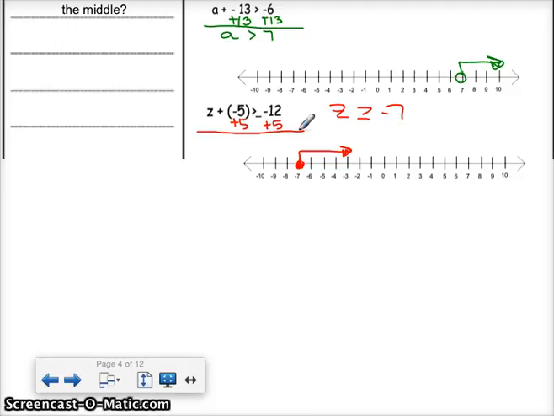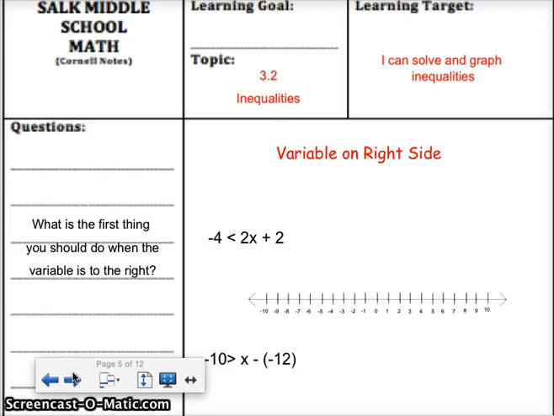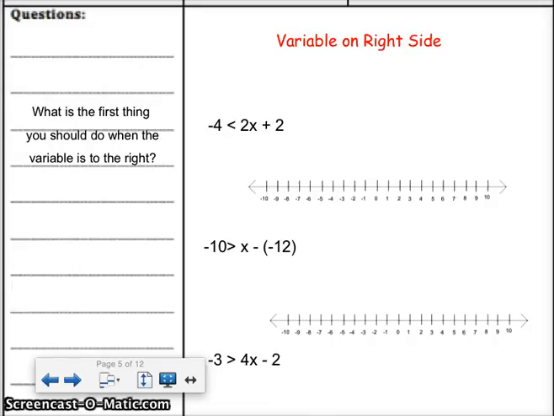Okay, so that is target number 1. Adding or subtracting. But then sometimes you have the variable on the right-hand side. Remember, that's a flipped one. So what I would do if my variable's on the right-hand side is just normally do it, and then remember that it goes in that opposite direction when you're making that on the number line.